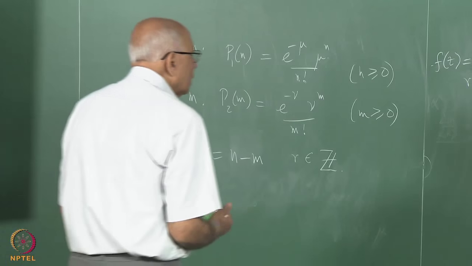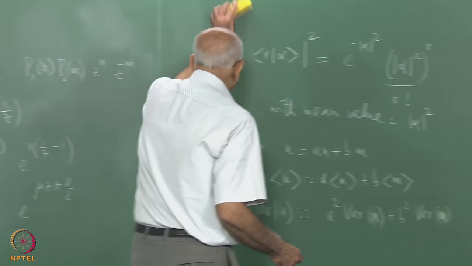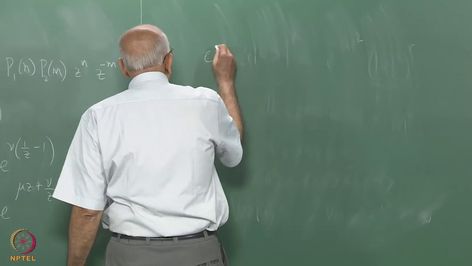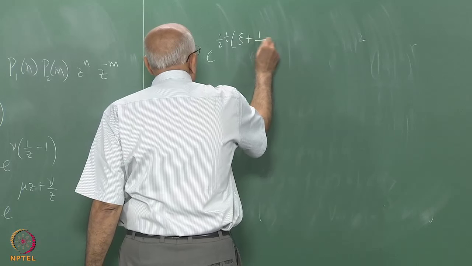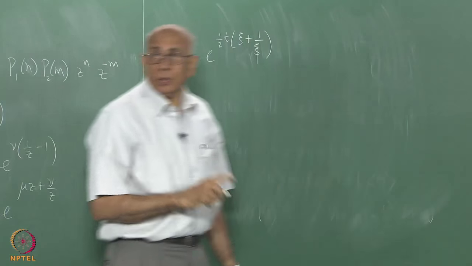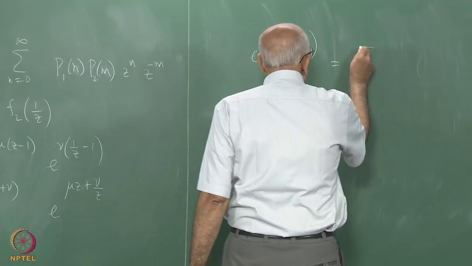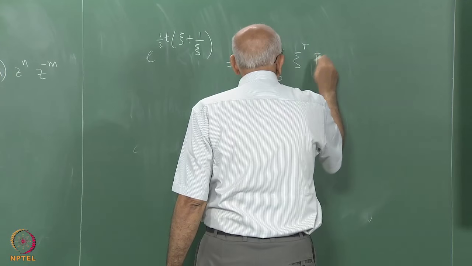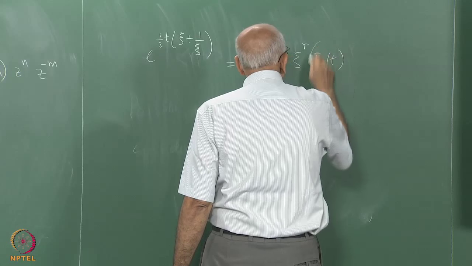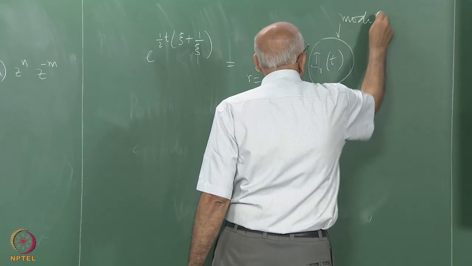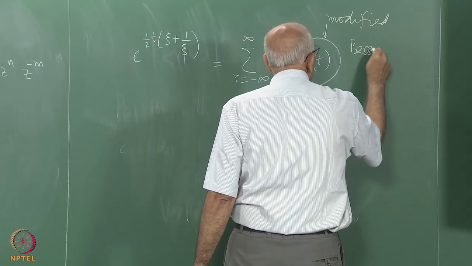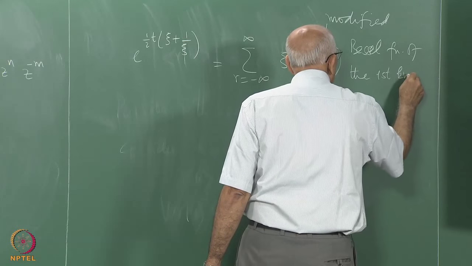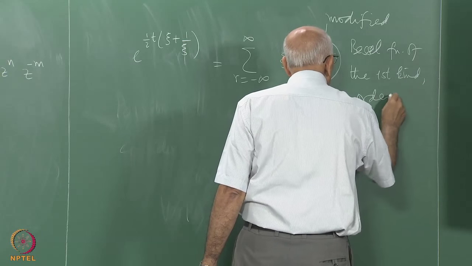What we need is something called a generating function for a special function. So we need an identity, which is the following: e to the power one half t times xi plus 1 over xi, when expanded in powers of xi, positive as well as negative, is a summation r equal to minus infinity to infinity, xi to the power r, multiplied by I_r of t. This here is the modified Bessel function of the first kind and order R.